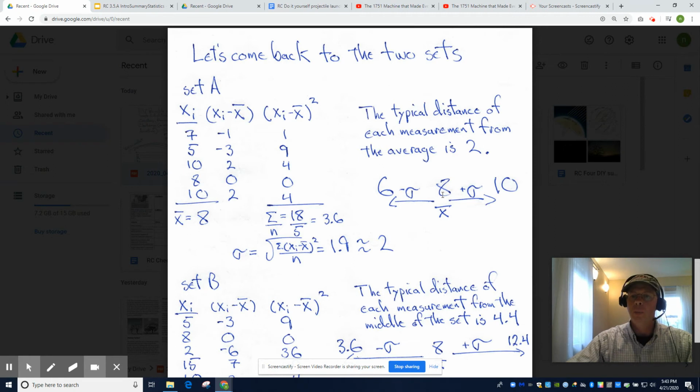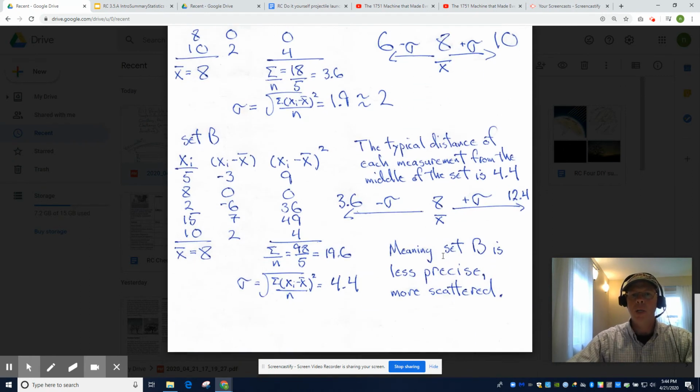So the typical distance of each measurement is 2 above the middle. 2 above 8 is 10, and 2 below the middle, 2 below 8 is 6. So most of the measurements lie within 6 and 10.